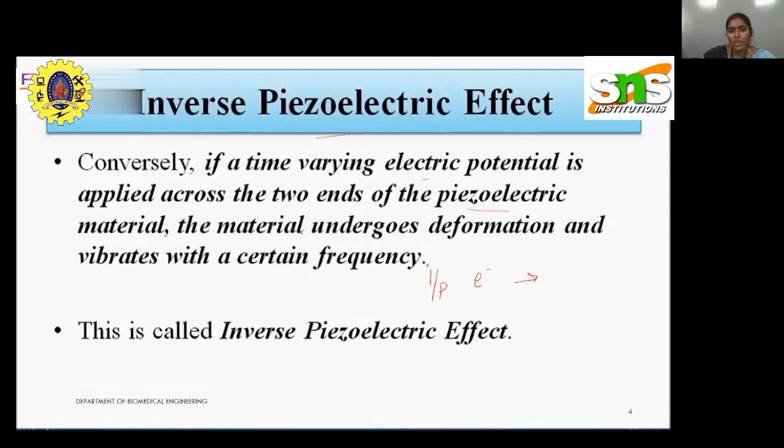As a result, the material undergoes deformation and vibrates at a certain frequency. So the output is vibration, or motion at a certain frequency. The vibration is a kind of mechanical energy. So this is the output you get in the inverse piezoelectric effect: the input is electrical energy and the output is vibration. So this is applicable for both the direct and inverse piezoelectric effects.